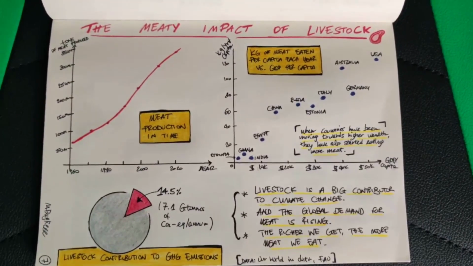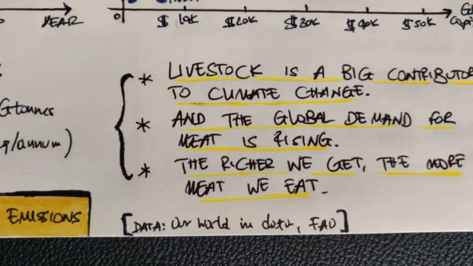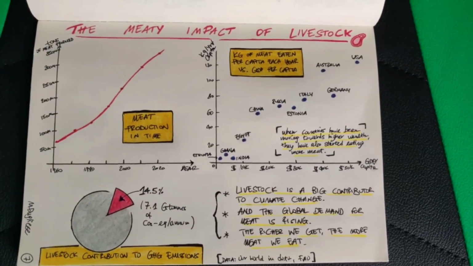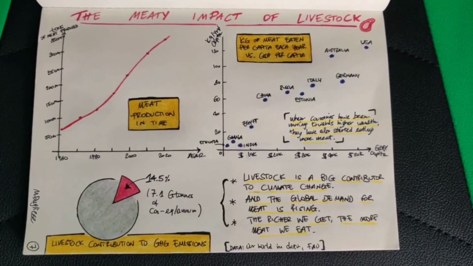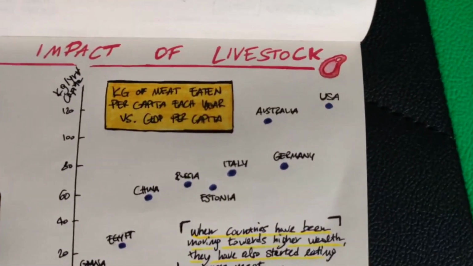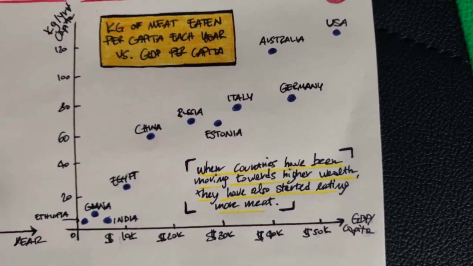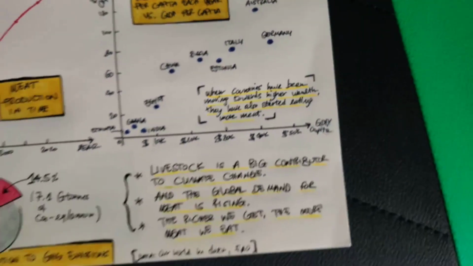So this is one card about the impact of livestock and meat production. The data is from Our World in Data, which reports data from the FAO, the Food and Agriculture Organization of the United Nations. All it is saying is that we are producing more and more meat, and the richer we get, the more meat we eat, which is kind of intuitive.